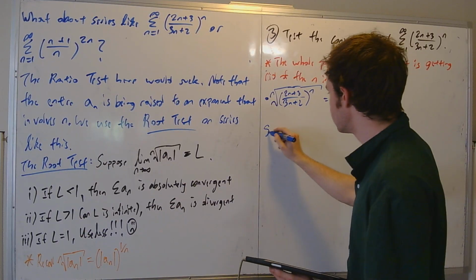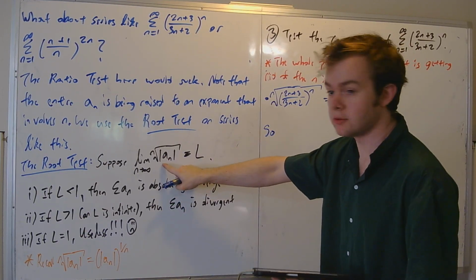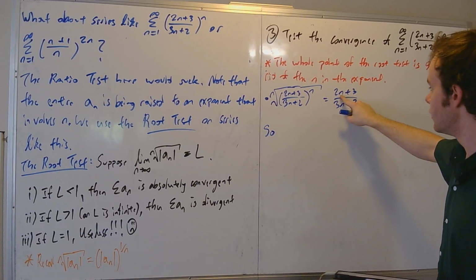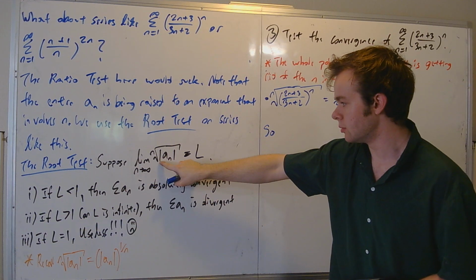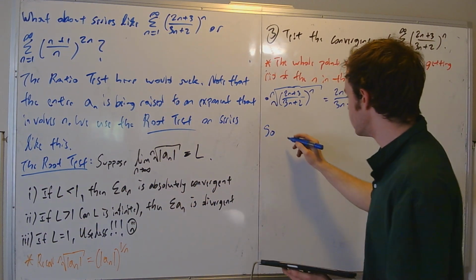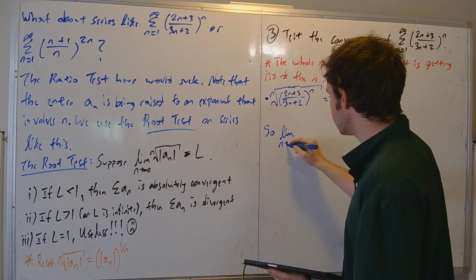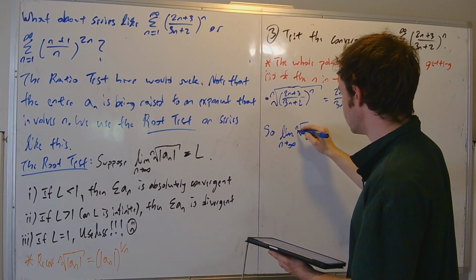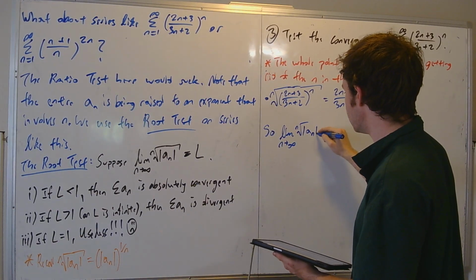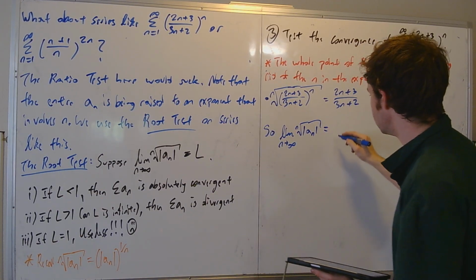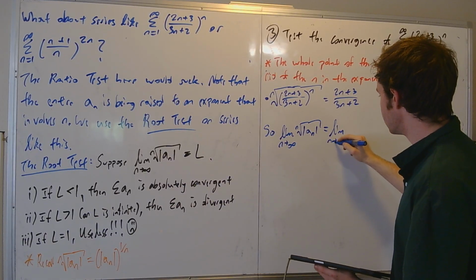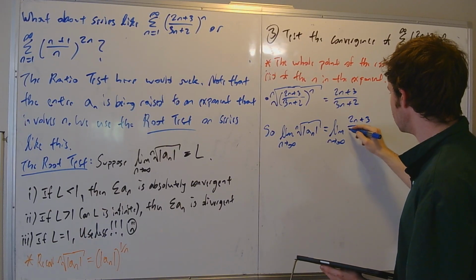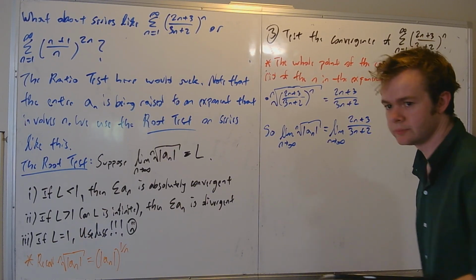So in the root test, we need to evaluate this limit. And since n is greater than or equal to 1, this is always positive, so we don't need to worry about these absolute value symbols. So the limit as n goes to infinity of the nth root of the absolute value of a_n is going to be equal to the limit as n goes to infinity of 2n plus 3 over 3n plus 2.